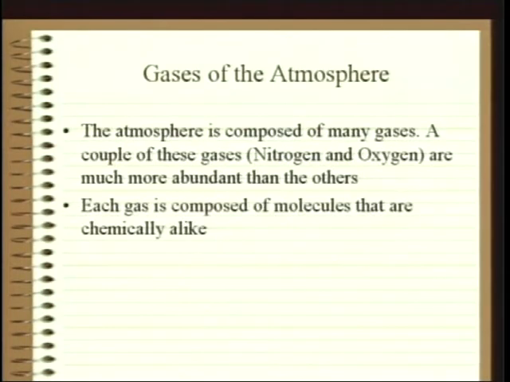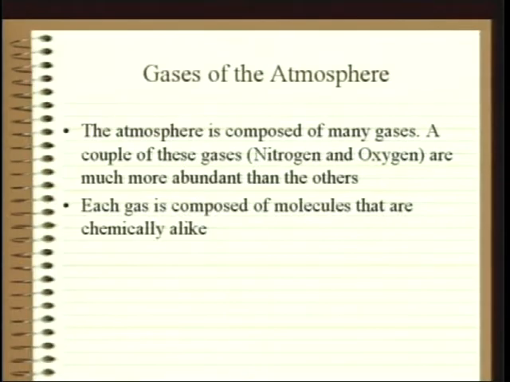Today we'll start Lecture 1, our introduction, and we'll start by discussing the gases of the atmosphere. The atmosphere is composed of many gases. A couple of these gases, however, nitrogen and oxygen, are much more abundant than the others. Water vapor, although it does not have a large abundance in the troposphere and atmosphere, is one of the most important gases since it produces the precipitation in the atmosphere. Each gas is composed of molecules that are chemically alike.